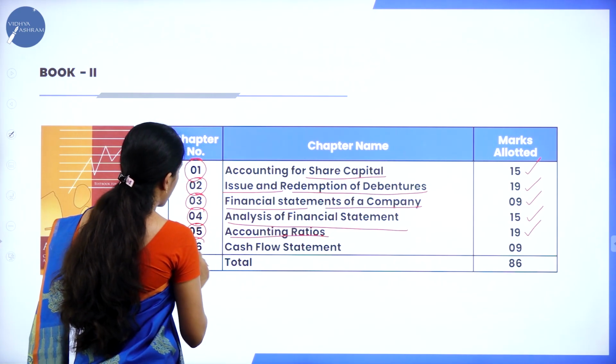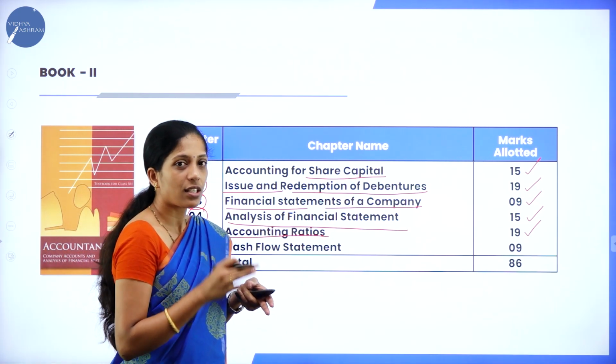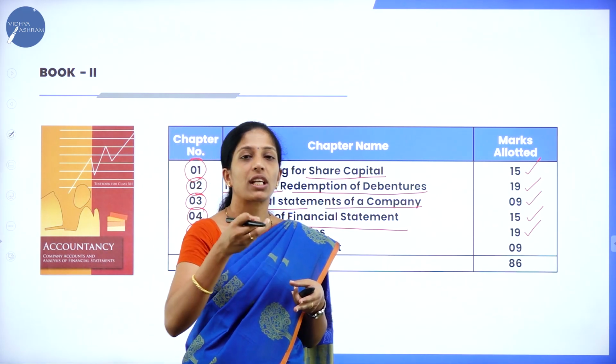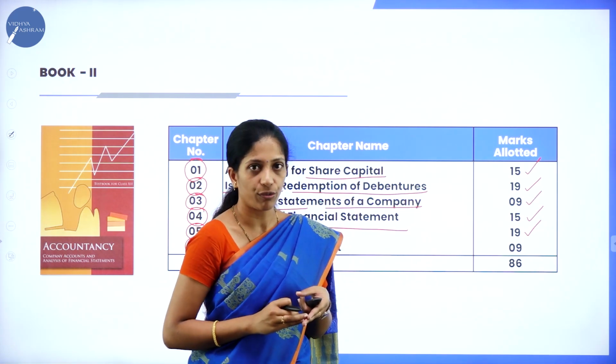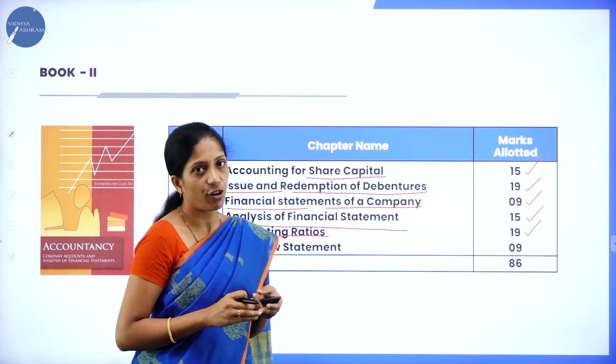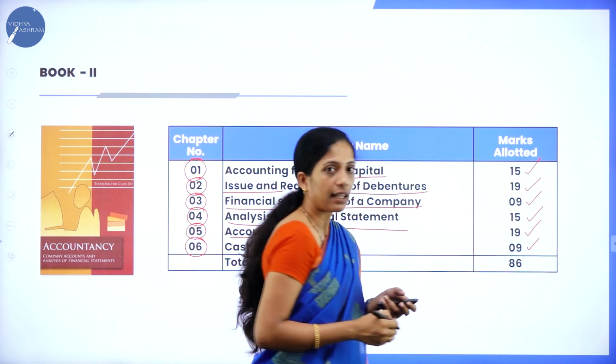And the last chapter under your book 2 is cash flow statement. This is a small chapter where you are going to learn about cash flow statement, that is cash inflow as well as cash outflow. So that is cash flow statement, where you have to prepare the cash flow statement, and the total weightage of this particular chapter is 9 marks.